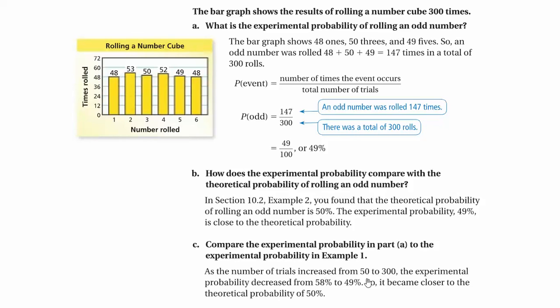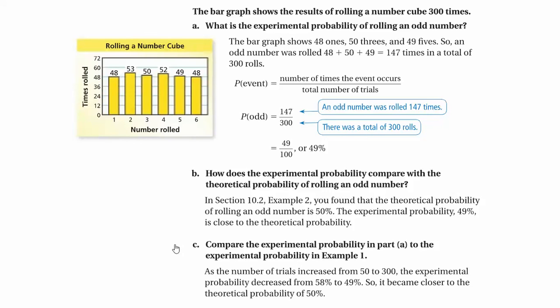Compare the experimental probability in part A to the experimental probability in example 1. As the number of trials increased from 50 to 300, the experimental probability decreased from 58 to 49, so it became closer to the 50%. So what I think they're trying to say is that because we did it 300 times instead of just 50 times, our chance of getting closer to the theory is actually better. Originally, we were 58%. We were 8% away from 50. Then we were 49. We were 1% away from 50.